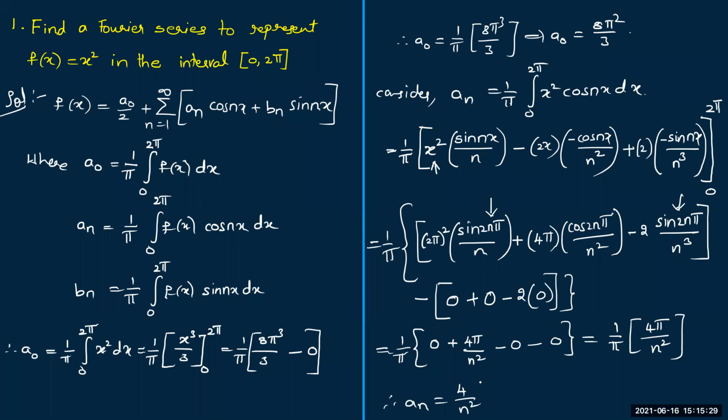So you can understand when it is a1, it is 4 by 1 square. When it is a2, it is 4 by 2 square. When it is a3, it is 4 by 9. When it is a4, it is 4 by 16. Like that, you can evaluate all the coefficients of cosine functions. Now, similarly, let me evaluate the coefficients of sine functions, which is bn. Right? I'm just trying to finish it quickly.